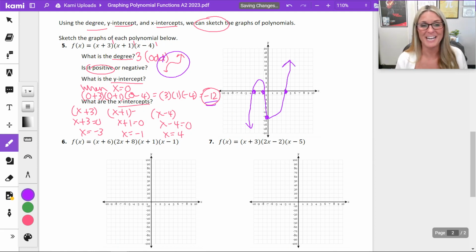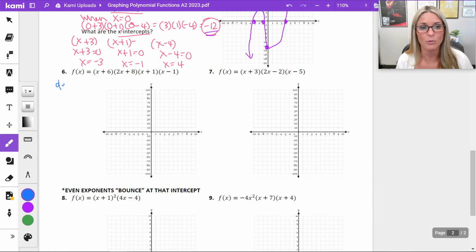It's not the most beautiful thing, but there is my sketch of number 5, that polynomial. Again, we used the degree and whether it was positive or negative to give us that general shape, the y-intercept, and the x-intercepts. Plotted all those points, went through them. Let's try again with number 6.